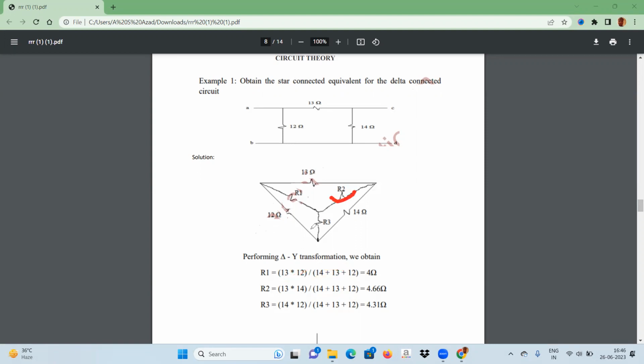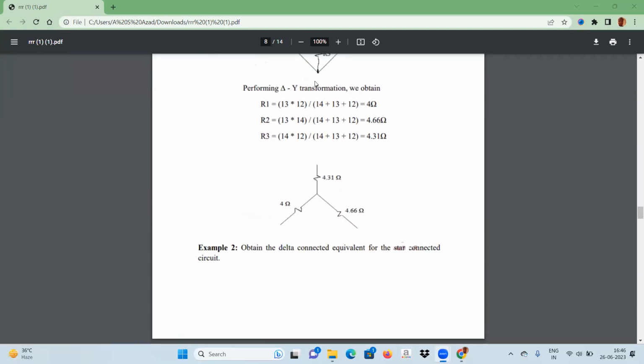Similarly, if you want to calculate R2, then it is the product of nearby resistances, 13 and 14, divided by total resistance. This is the total resistance, and this is the product of nearby resistances. Similarly, R3 will be the product of nearby resistances, 12 and 14, divided by the summation of total resistance. The equivalent star connection will be this.